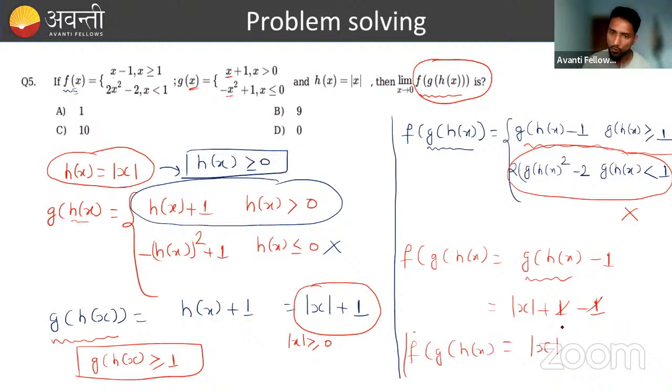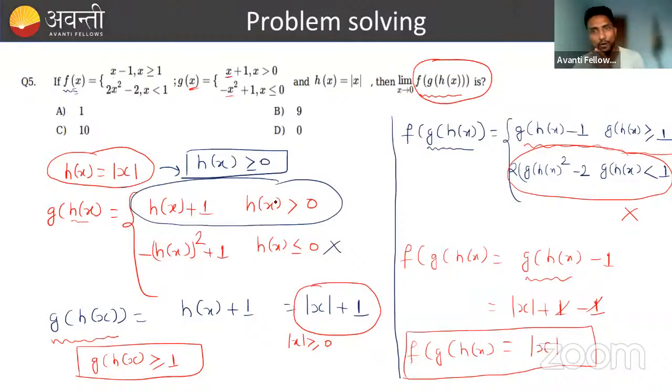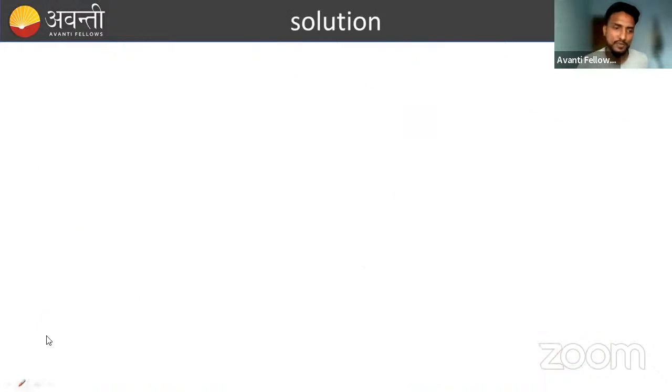By using all the methods, we have to keep in mind inequality, domain, all these things. For that, you should have a good idea about the composite function. After applying all this, f of g of h of x equals mod x. So it finally comes as mod x only. So you just have to find the limit of mod x. I hope you understood.